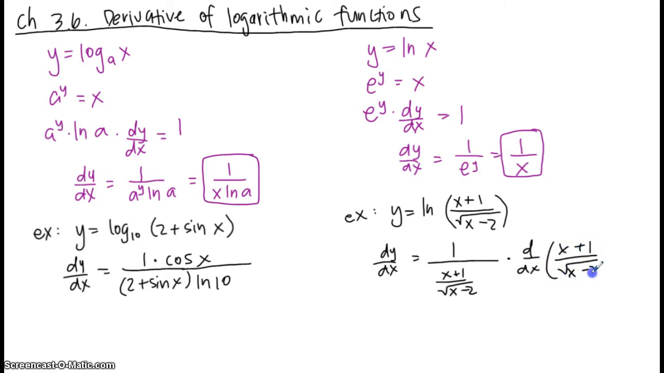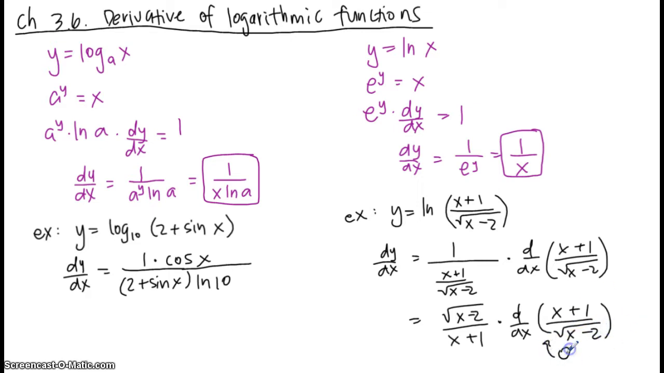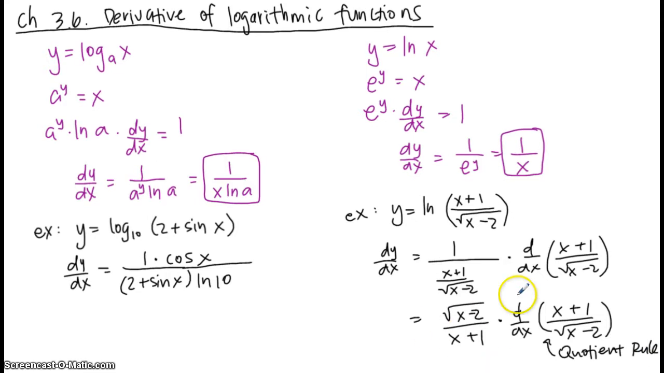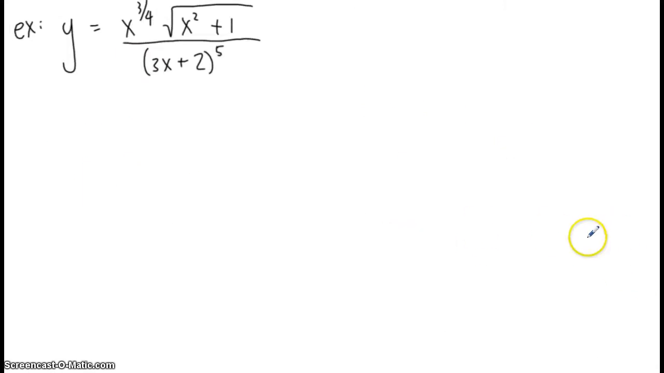And you will have to use the quotient rule here. What that will give me is the reciprocal of this fraction, so I'll get square root of x minus 2 on top over x plus 1, times the derivative. I'm not going to do the whole chain rule here because that's not the point of this video, but you will have to use the quotient rule here. But that would be the only difference. So, moving on. What else does it help you with? Take a look at this example right here.